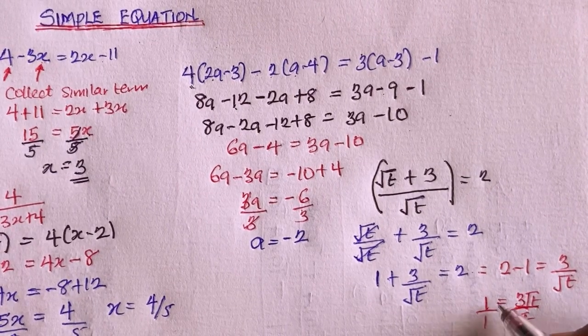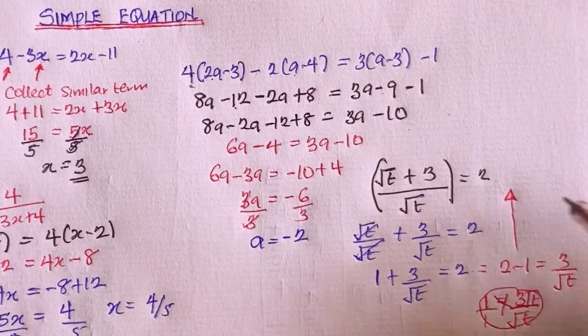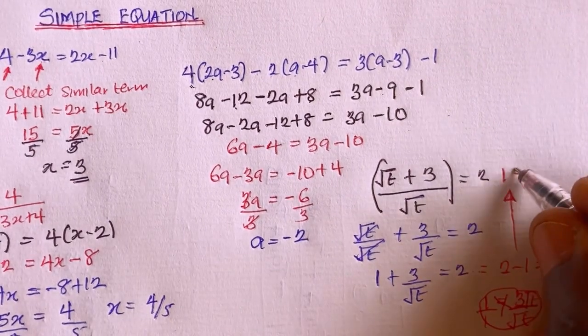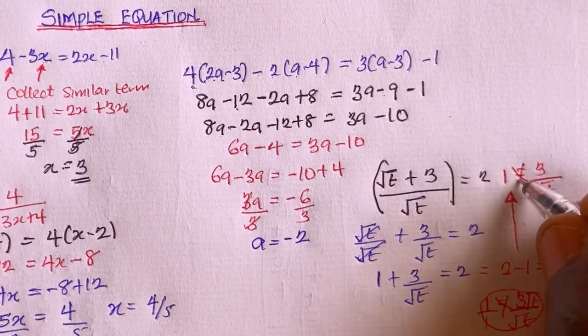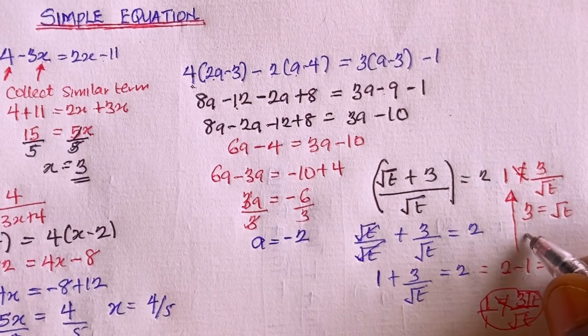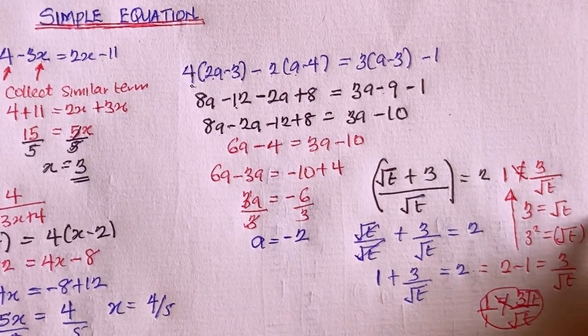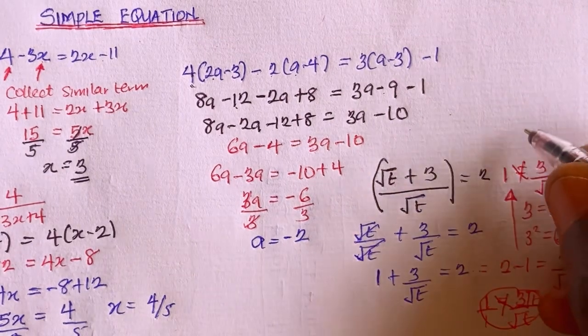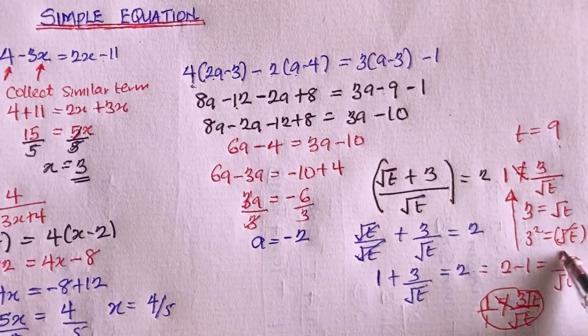So simply, let me just put it up here so you guys can see it very well. Here, 2 minus 1 is actually 1, which is equal to 3 divided by root of t. Then if I cross multiply, I'm going to have 3 equal to root of t, right? Then I can go ahead and square both sides, root of t squared, right? This cancels this. Then I'm going to have my t equal to 9, because 3 squared is actually 9. Then my t is equal to 9.